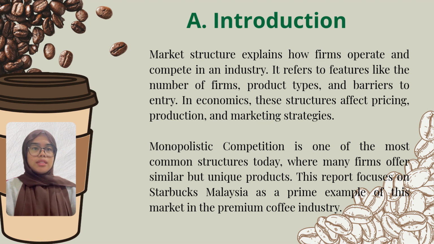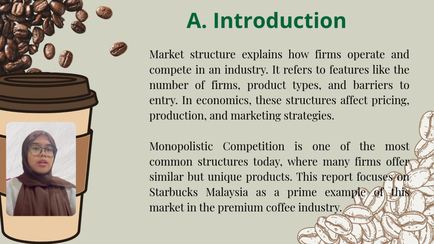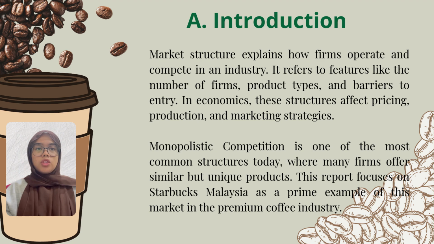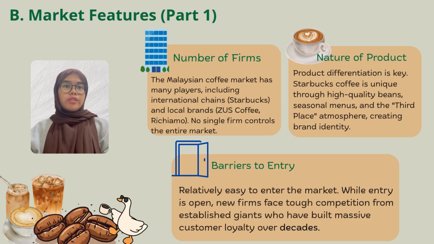In economics, a market structure tells us how companies compete based on the number of sellers and product types. Monopolistic competition is a unique market. It has many sellers, but each seller sells a slightly different product. We chose Starbucks Malaysia because it is the best real-world example for this market structure in our country. Now, let's look at the first three features of this market.